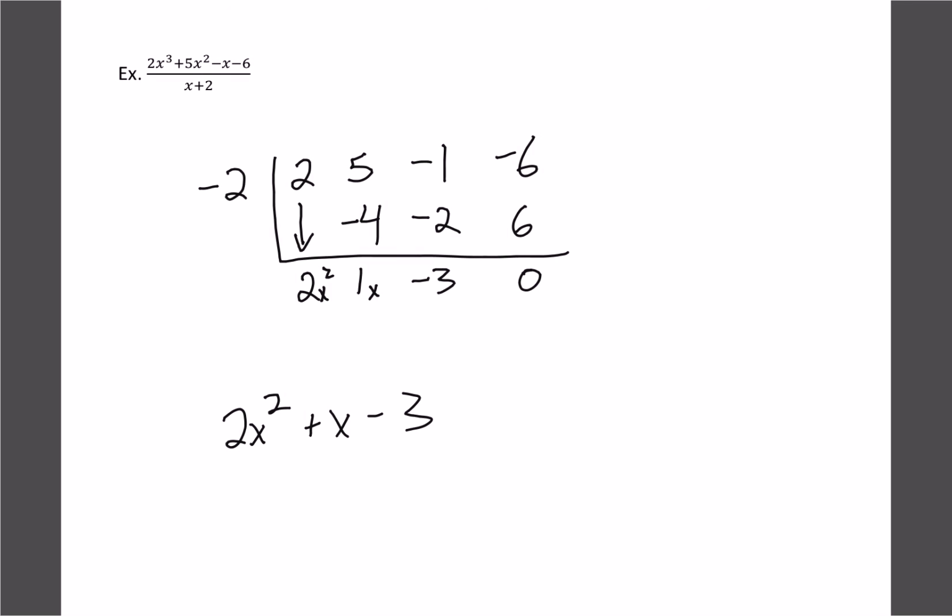If you ever wanted to check if you did it right, you could FOIL these out. If we just take that 2x squared answer, times it by what we're originally dividing, FOIL it all out, you will get the top. You will get what you started with.